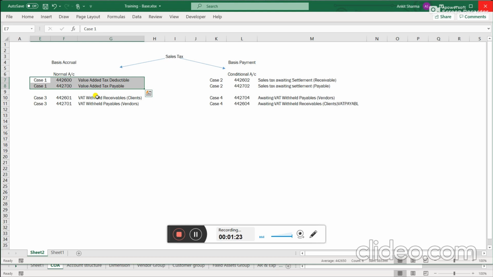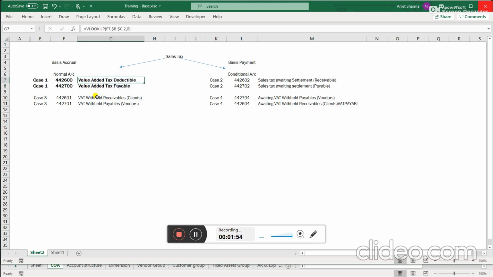Those entities that have VAT on accrual basis can use this particular account. For them it is the easiest one. They can just select the tax code, and all the tax relating to that particular service will be automatically transferred to this account on selection of the correct tax code at transaction level. So this was case one.